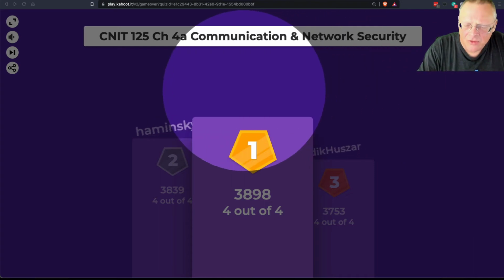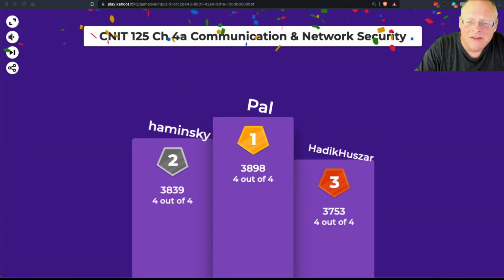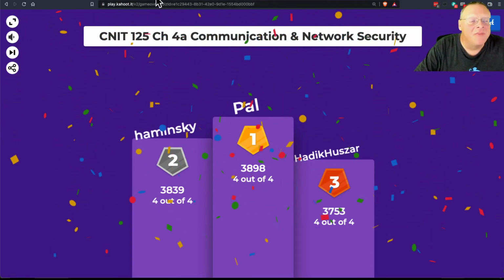I don't know if my grader knows who Haminsky is, or Pal. My grader might be able to figure out who you are from that information, and maybe not.